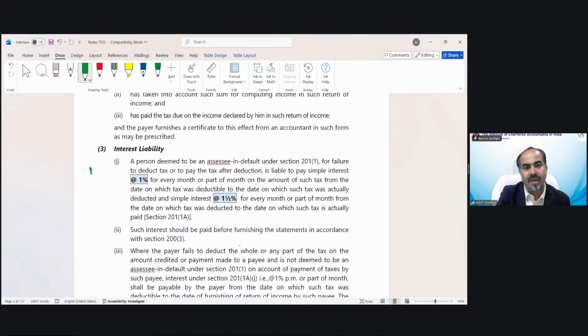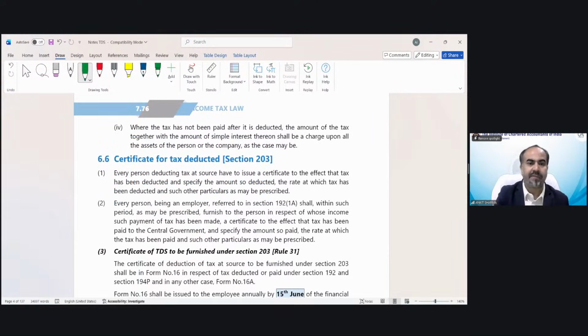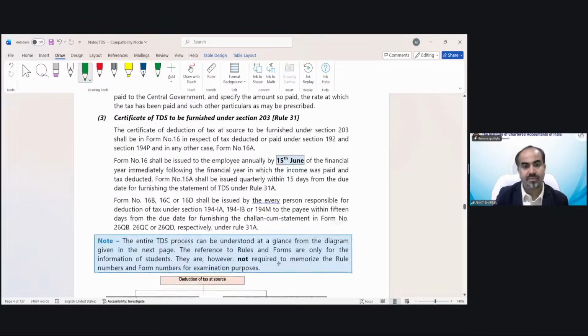This is interest liability. If you do not deduct the TDS, the rate of interest would be 1% per month. If you deduct the TDS but do not deposit it to the government, the rate of interest would be 1.5% per month. Again, for reading purpose, certificate for tax deduction, reading purpose.